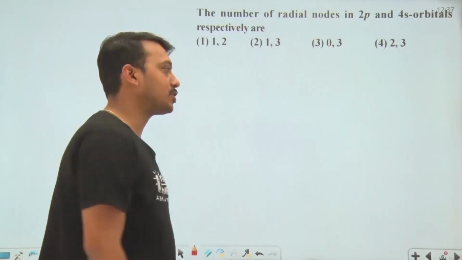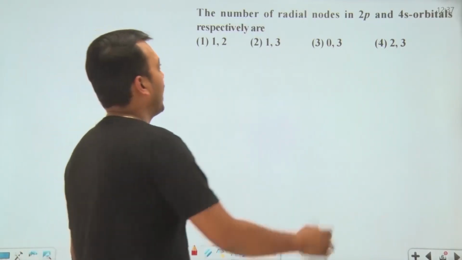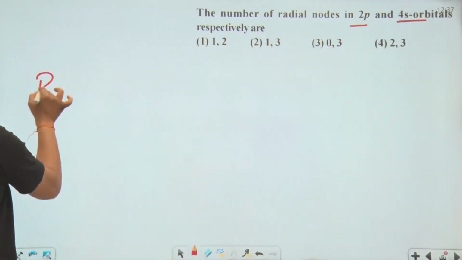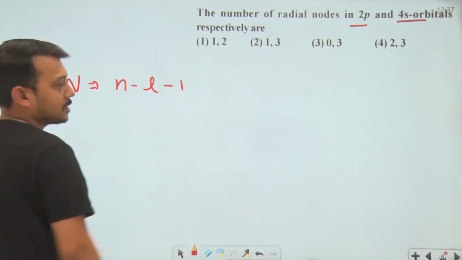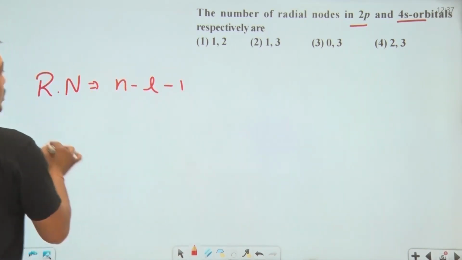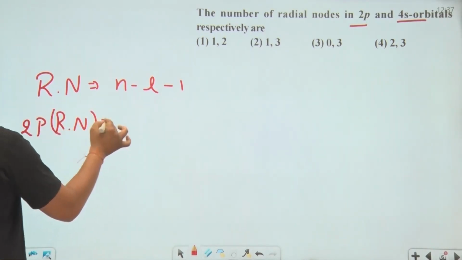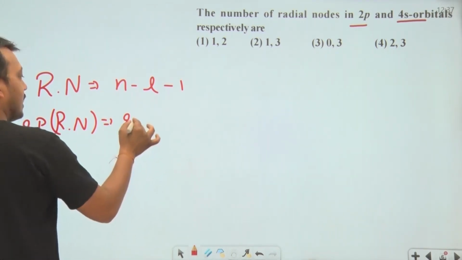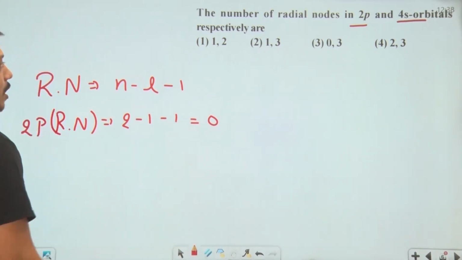So students, the next question is the number of radial nodes in 2p and 4s orbitals respectively. If we calculate the number of radial nodes, it is n minus l minus 1. Let's start with 2p. For 2p, the value of n is 2. For p, the value of l is 1, and minus 1. So the radial nodes are 0 in the 2p orbital.